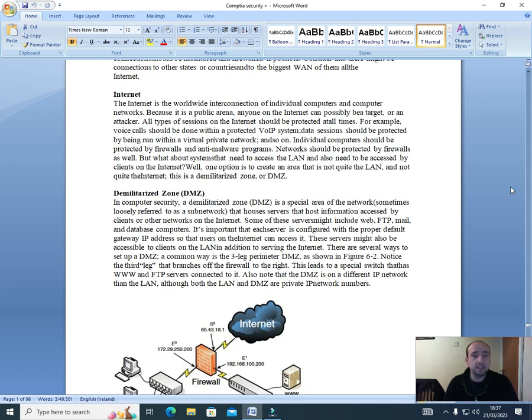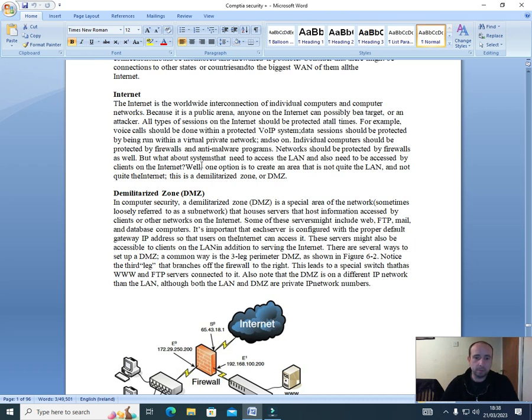Internet. The internet is a worldwide interconnection of individual computers and computer networks. Because it is a public arena, anyone on the internet can possibly be a target or an attacker. All types of sessions on the internet should be protected at all times. For example, voice calls should be done within a protected VoIP system. Data sessions should be protected by being run within a virtual private network, and so on. Individual computers should be protected by firewalls and anti-malware programs. Networks should be protected by firewalls as well.